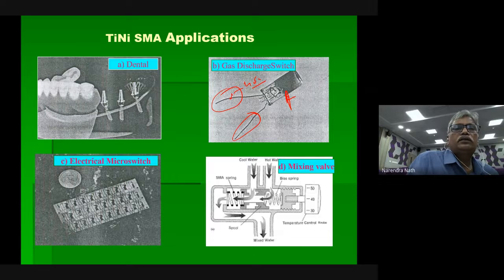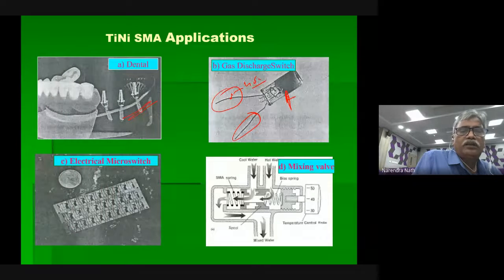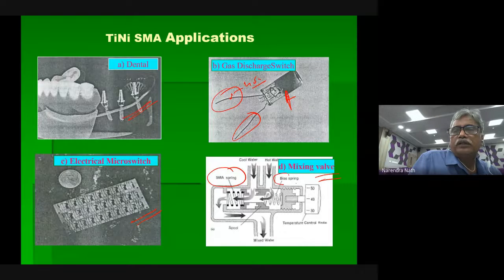This last one I showed shows the dental accessories they use in the human body for their purpose. Similarly, there are electrical micro switches, and this is one kind of mixing valve where there is one SMA spring and one bias spring. This SMA spring acts as a teacher.